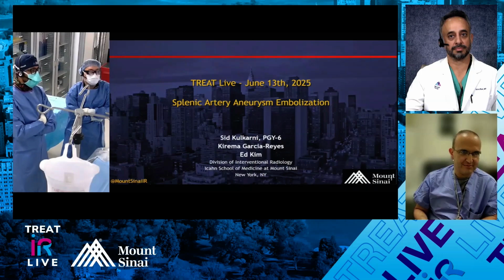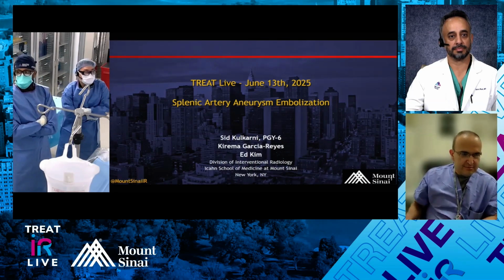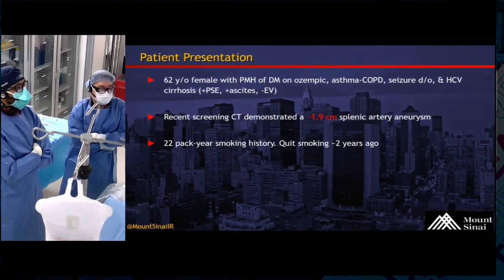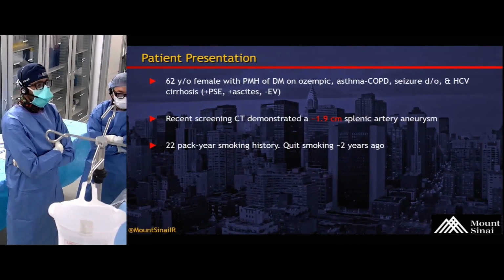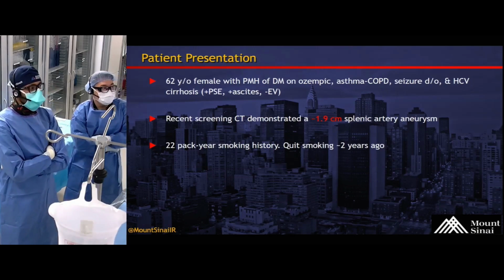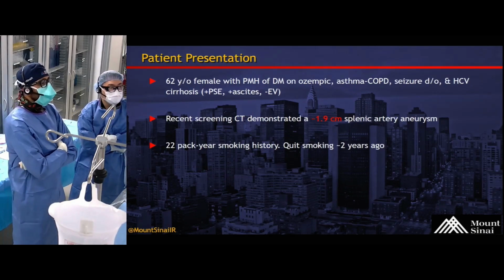Everybody, good morning. My name's Sid Kulkarni. So today we have an interesting case of a splenic artery aneurysm. So short, brief presentation. This is a 62-year-old female. She has a past medical history of diabetes, asthma, COPD, seizure disorder, as well as HCV cirrhosis. And she's had a history of encephalopathy and ascites, but no varices.